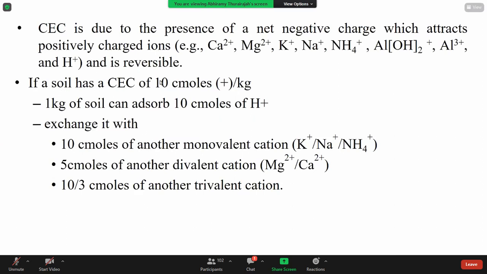If a soil has a CEC of 10 centimoles positive per kilogram, the meaning of that is 1 kilogram of soil can absorb 10 centimoles of H plus ions. 1 positive, right? Exchange it with 10, if it is a monovalent cation, that is 10 centimoles. If it is a divalent cation, how many centimoles? 5 centimoles. If it is a trivalent cation, then 10 by 3. So you should understand the meaning of that. CEC of 10 centimole positive charge per kilogram means 1 kilogram of soil can absorb 10 centimoles of monovalent cation or 5 centimoles of divalent cation, or if it is trivalent, 10 by 3. Trivalent cation. Okay.